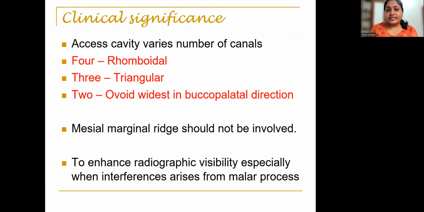Whenever 4 canals are present, the access cavity will be rhomboidal in shape. Whenever 3 canals are present, it is triangular in shape. And when 2 canals are present, an oval shaped access cavity is sufficient to gain access to the apex of the root. The mesial margin should not be involved.